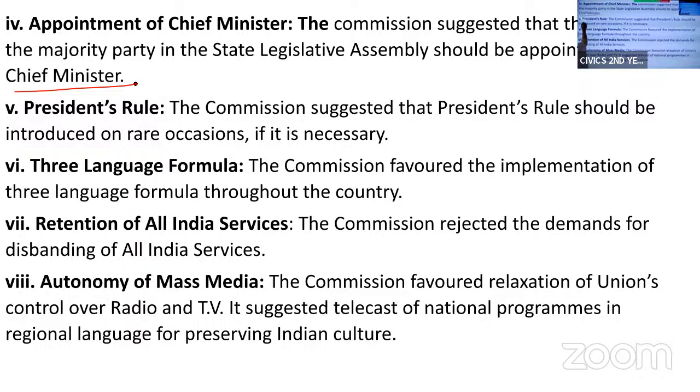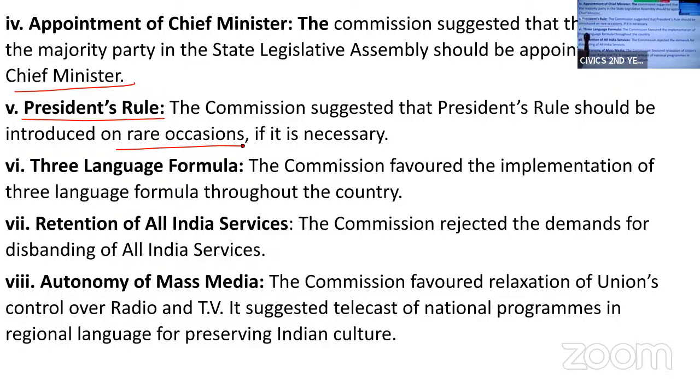Then coming to the president's rule, that is constitutional emergency. The commission suggested that president's rule should be imposed only in the rare occasions. Okay, not for every small issue, small problem, president's rule should not be imposed in the state. It should be imposed only in the rare occasions when the situation is really out of control and there is constitutional breakdown in the state. Under such conditions only, president's rule should be imposed, not for small petty issues.